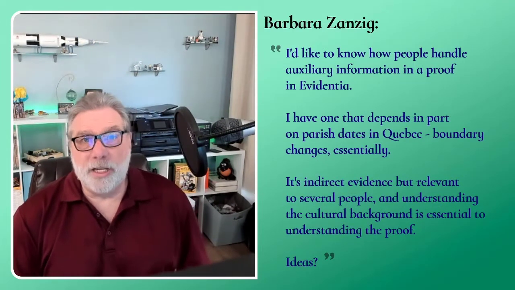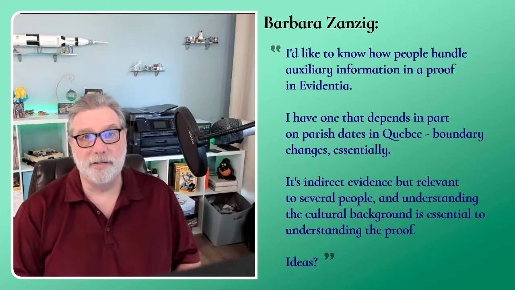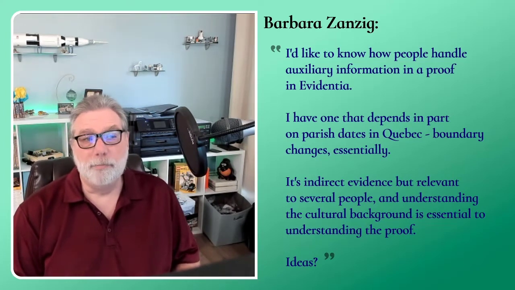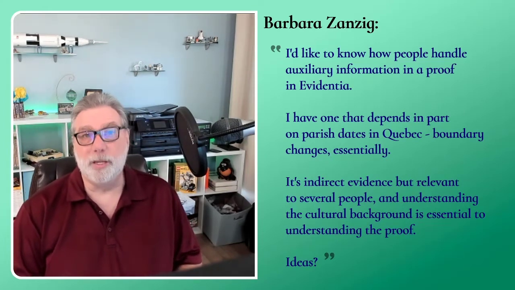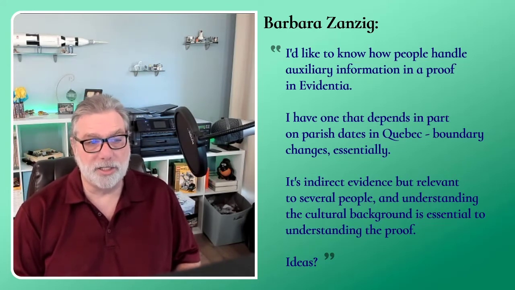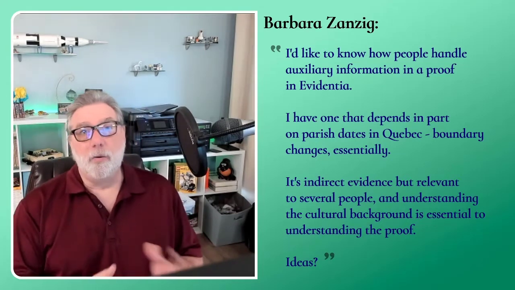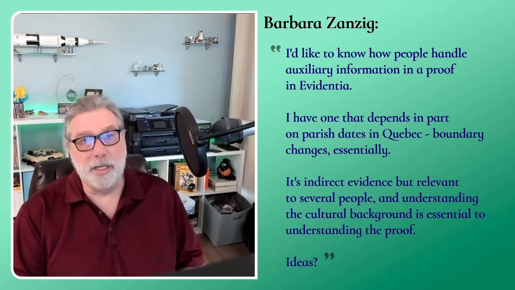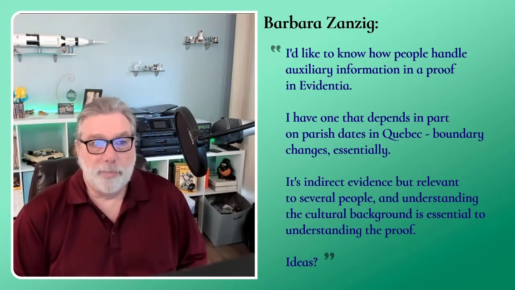So Barbara Zanzig asked a few weeks ago, she said, "I'd like to know how people handle auxiliary information in a proof in Evidentia. I have one that depends in part on parish dates in Quebec. Boundary changes, essentially. It's indirect evidence, but relevant to several people, and understanding the cultural background is essential to understanding the proof." Ideas? There were a couple of good answers on the Facebook post, but what I want to show today is reference citations, which is exactly what Barbara's talking about.